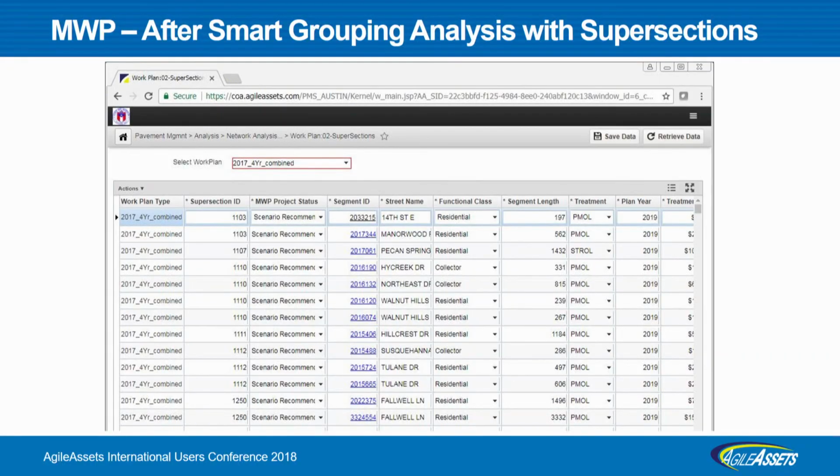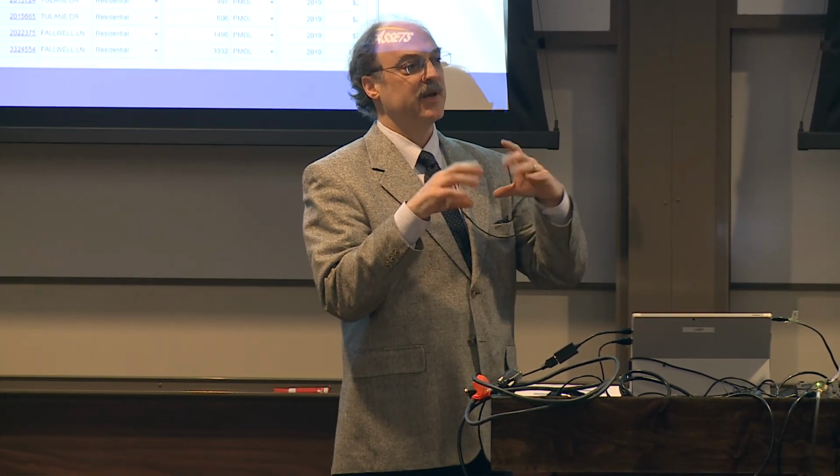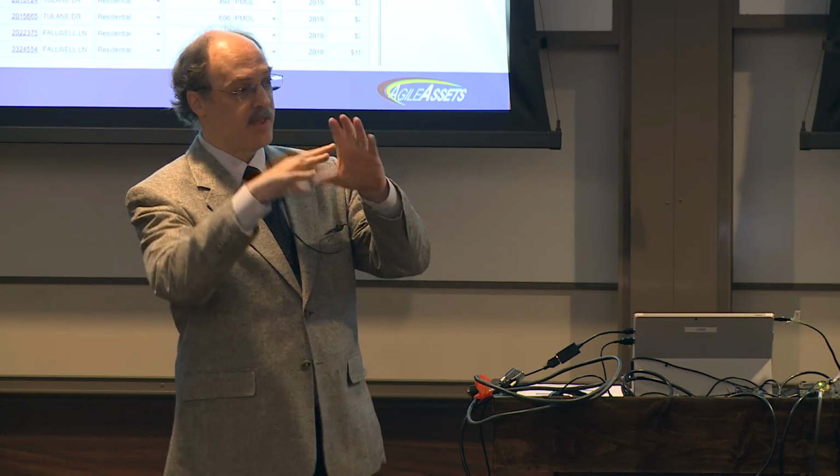So after the smart grouping, we run the analysis, and there's an analysis that's built in that Keivan helped build that looks at those groups of projects, supersection by supersection, and says, everything in that group, what could I do to homogenize that choice and make sense of it based on what we were looking at earlier. So there's a hierarchy of treatments. Some treatments are more robust than others. Like we feel seal coat is much more robust than slurry seal, which is much more robust than a fog seal.